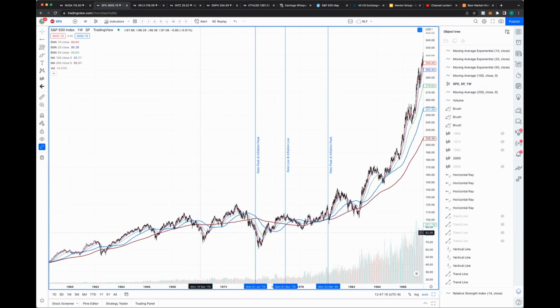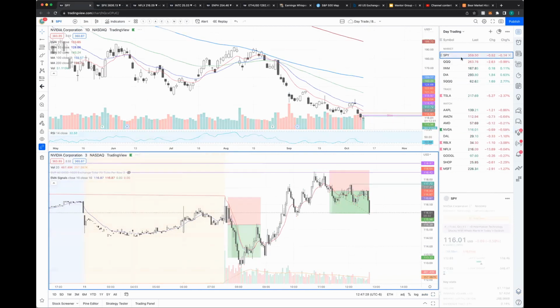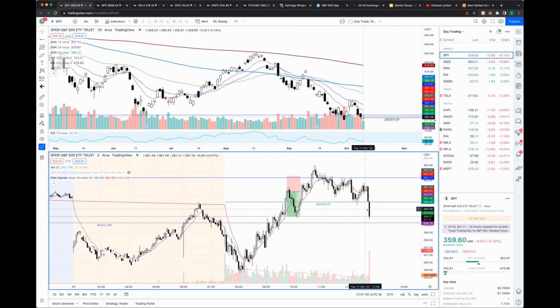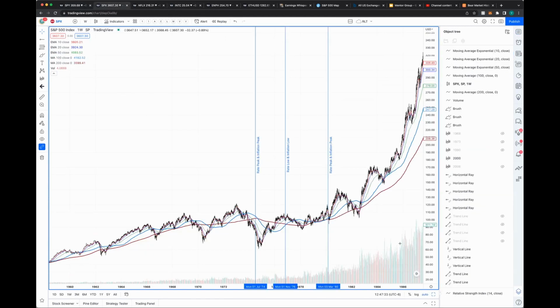We make this low, we make this high, and then finally, after this breakdown, we get that push right there. So yeah, there it is. SPY selling off a little bit. Nice, good job if you're in short.